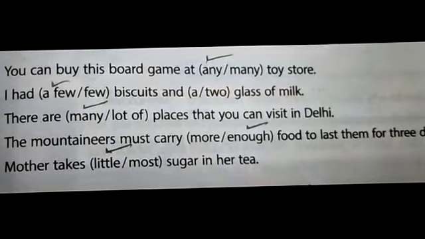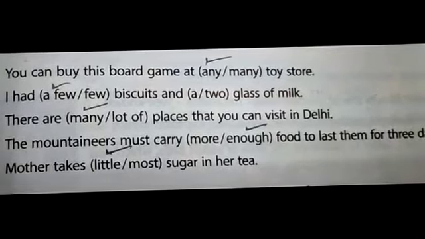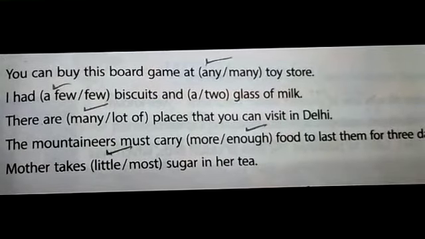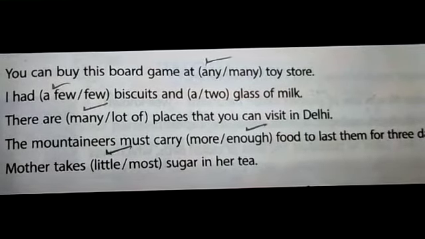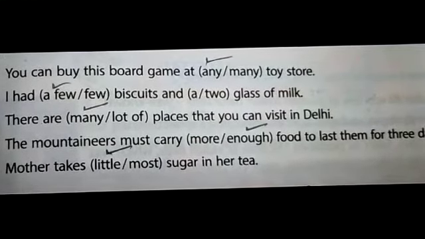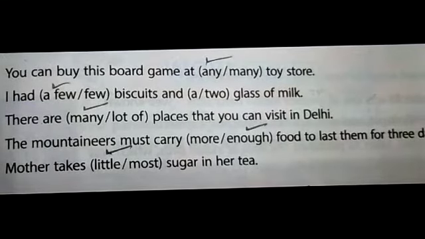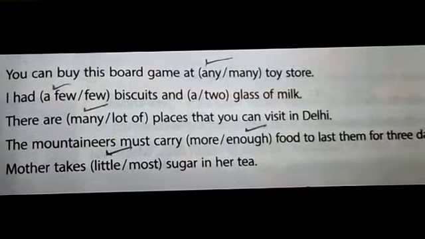Next, you can buy this board game at any toy store. Next one, I had a few biscuits and a glass of milk. Next one, there are many places that you can visit in Delhi. Next one, the mountaineers must carry enough food to last them for 3 days. Then last one, mother takes little sugar in her tea. That means she will not take sugar at all in her tea.